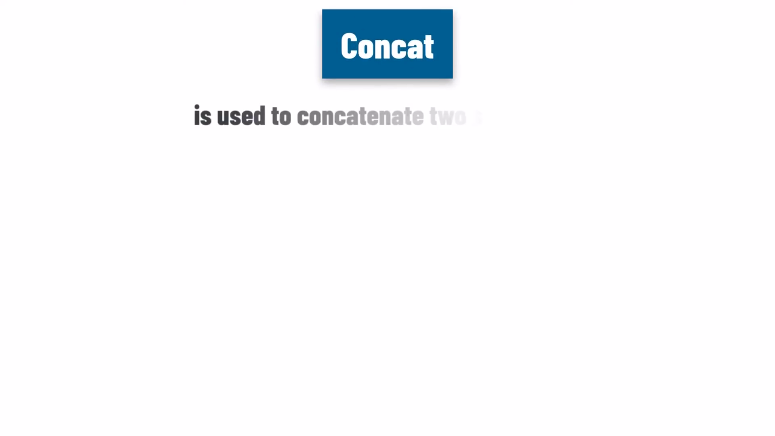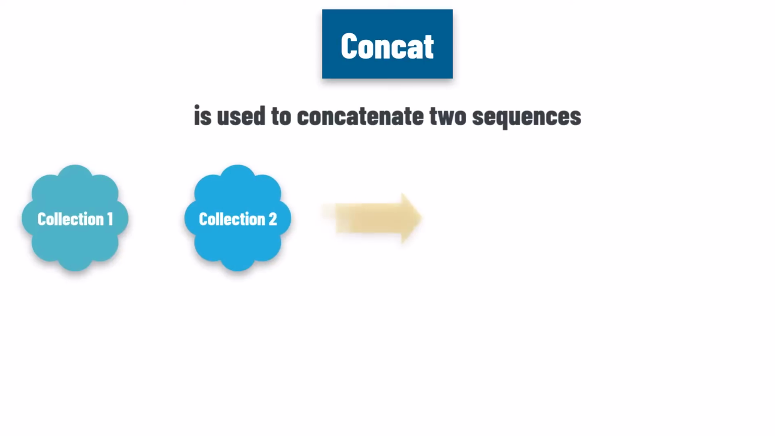Concat method. This method is used to concatenate two sequences. This means it takes two collections and combines them into a single sequence. This single sequence contains all elements from both collections. The beauty of concat is in its simplicity and versatility.